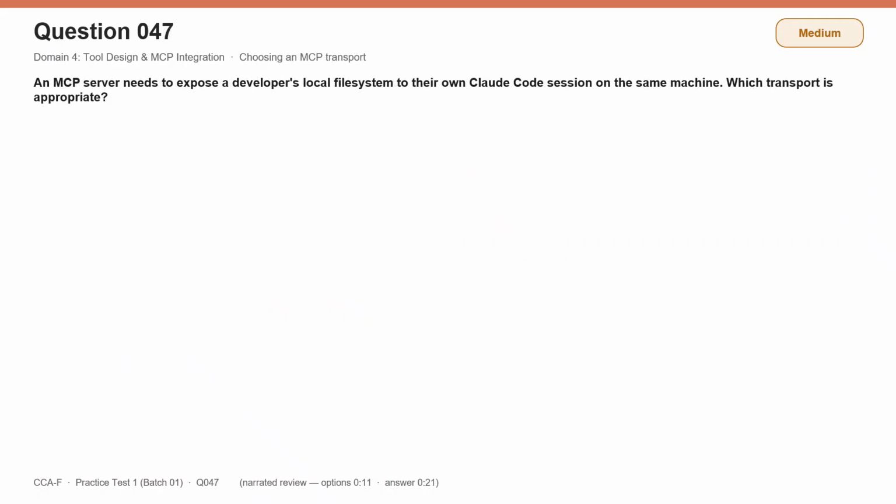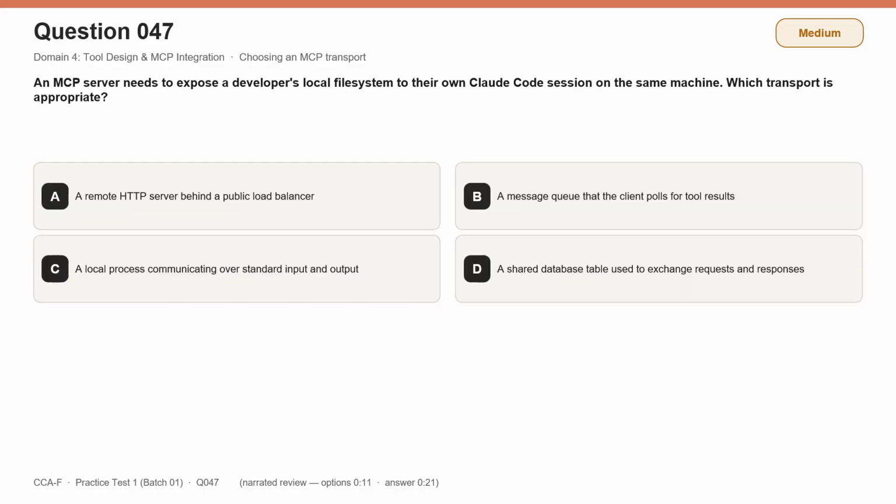Question 47. An MCP server needs to expose a developer's local file system to their own Claude Code session on the same machine. Which transport is appropriate? The correct answer is C, a local process communicating over standard input and output.